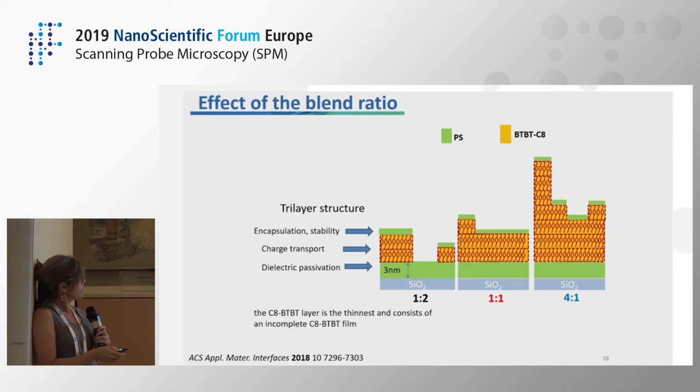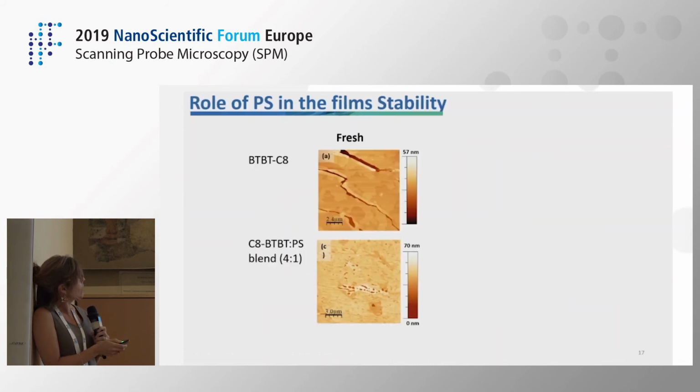So you can see that there are quantitative differences in the thickness of the BTVT-C8, being for the optimal ratio of the devices the thickest, with 2 complete layers and some islands on top. Whereas for the worst performing device, the 1 to 2, the first layer is not even complete. Before that, I will show you about the stability of the devices.